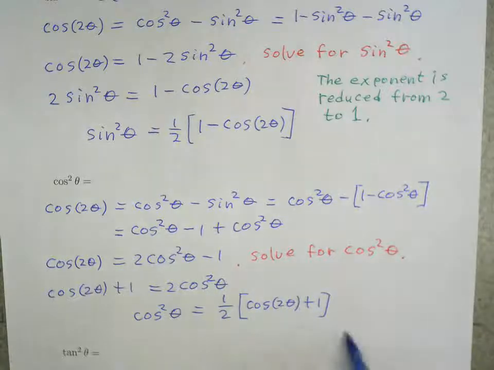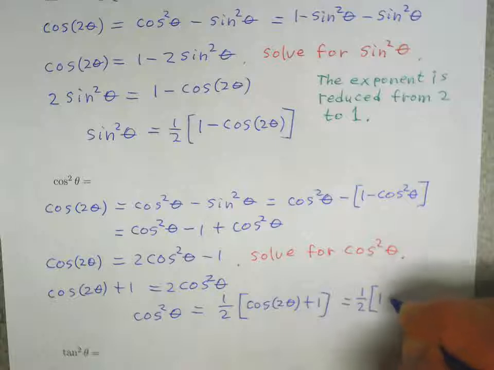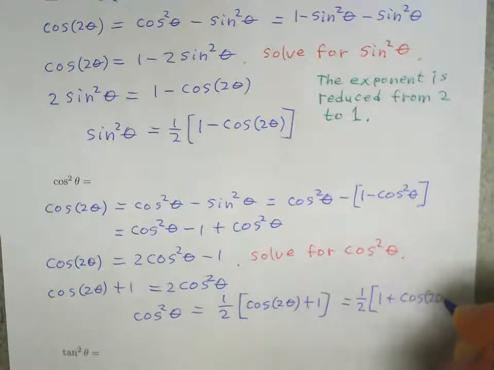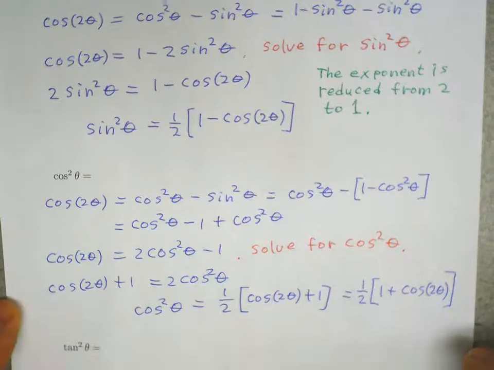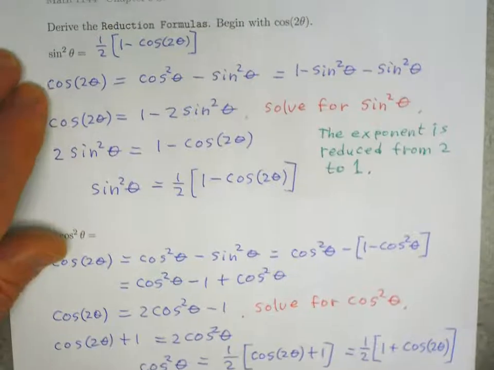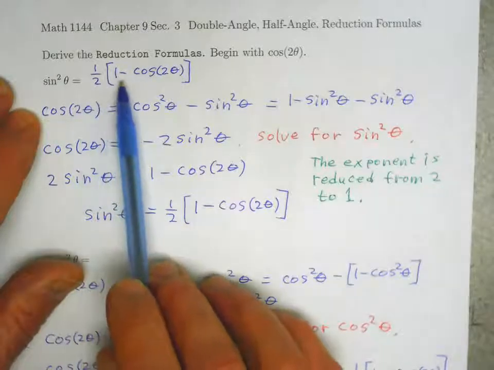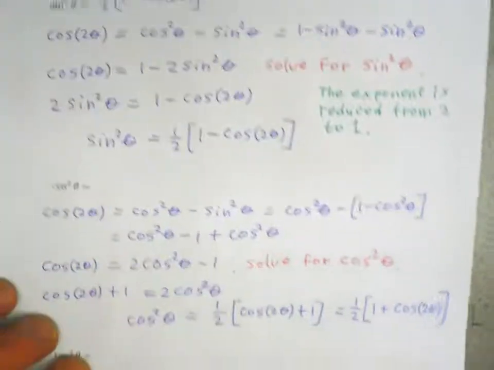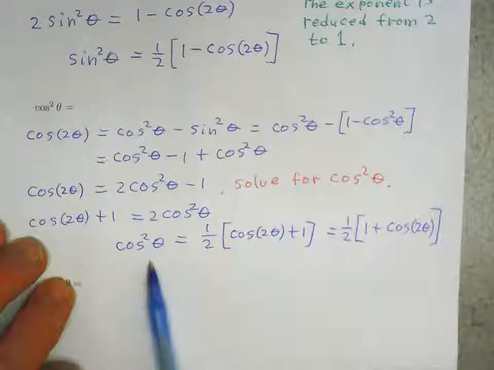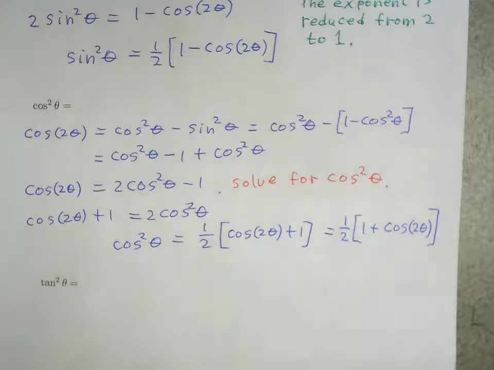Okay, this is a perfectly fine way to write it. If you want to write it as 1/2 times 1 plus cosine of 2 theta, it's not required, but if you remember how we wrote sine of theta squared is 1/2 times the quantity 1 minus cosine of 2 theta, and cosine of theta squared is 1/2 times 1 plus cosine of 2 theta, just noting the similarities in the two formulas can help you remember them.